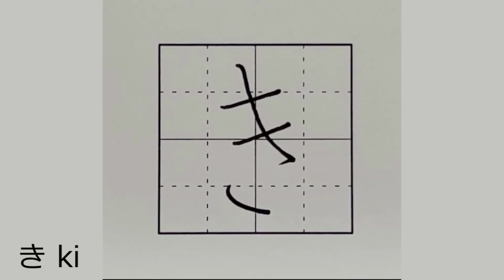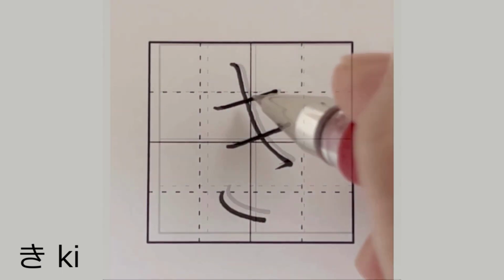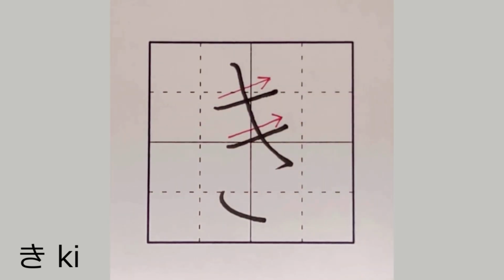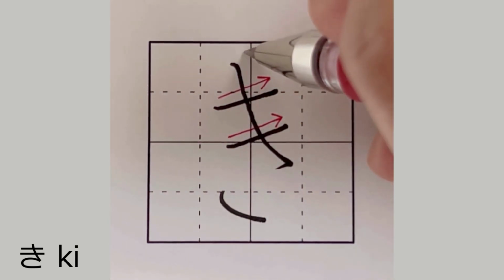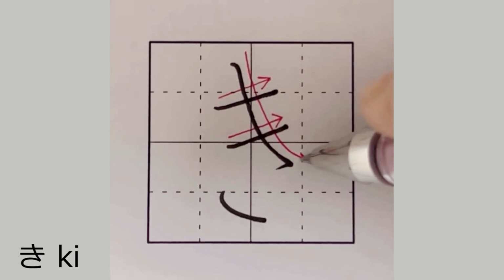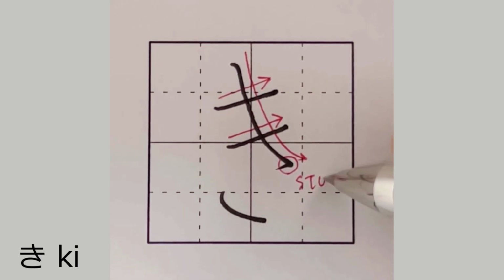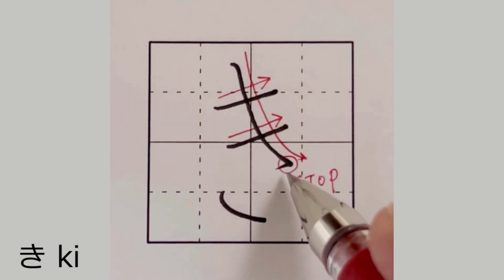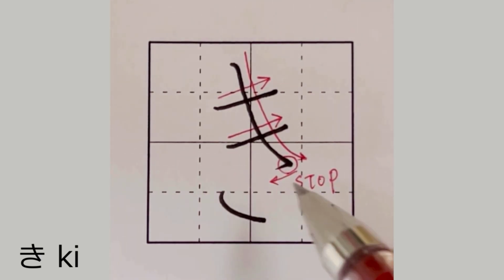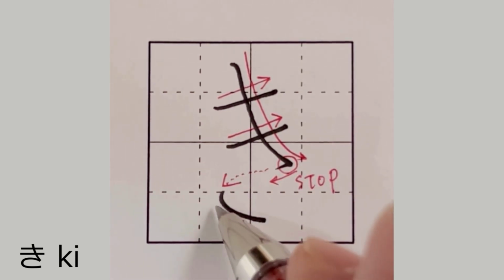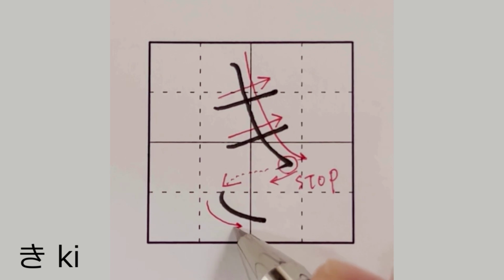Now, on to ki. The first and second strokes are parallel, slanting to the upper right. The third stroke curves down to the bottom right. Pause. Then jump to the lower left. Connect from the jump, and the final, fourth stroke moves down to the bottom right. Finish with a stop.